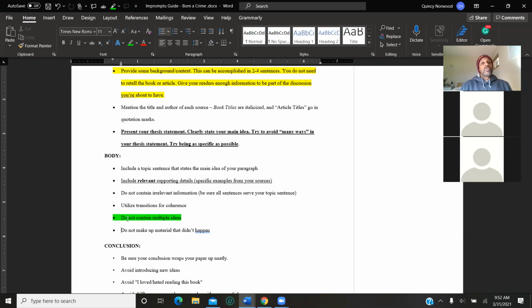Okay. So, if you're talking about how Jim Crow severely limited, I don't know, Black people's rights to education, don't start talking about housing and other things in that paragraph. Just keep it limited to whatever's in your topic sentence.